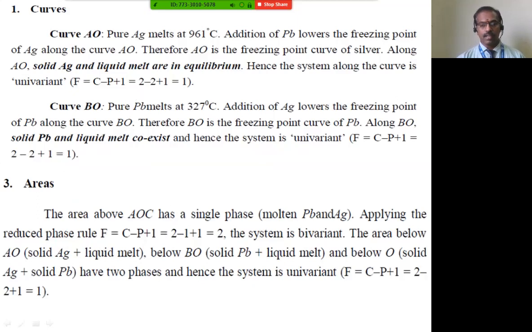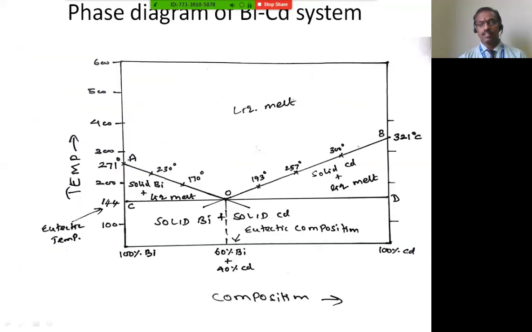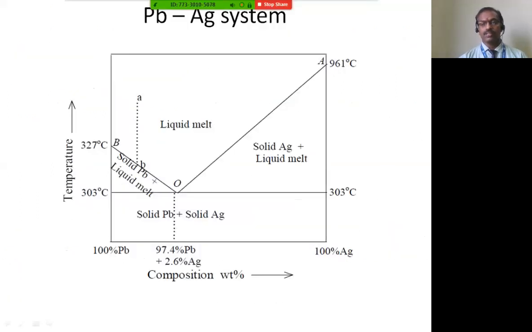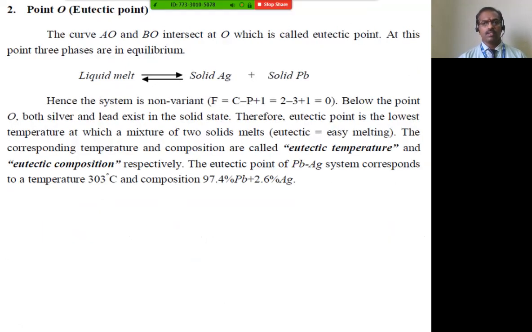Below the curve BO, two phases, solid and liquid, will exist. Just apply the rule here in AOC: F = C - P + 1 gives F = 1, so it is a univariant system. Point O is called the eutectic point, where two solids and the corresponding liquid melt are in equilibrium. F is equal to 0. This way you can represent it.